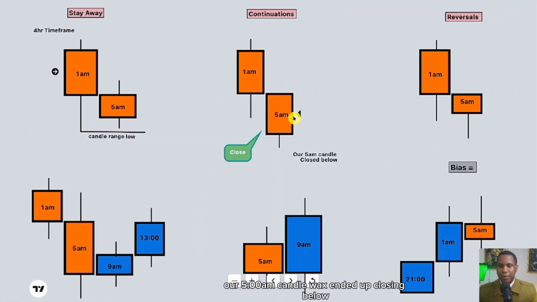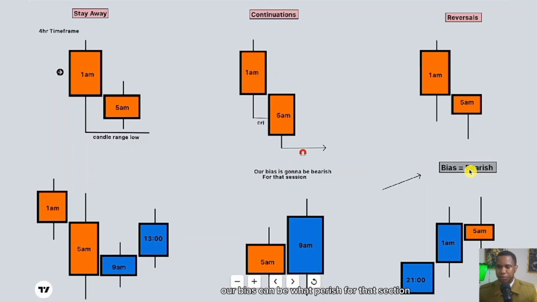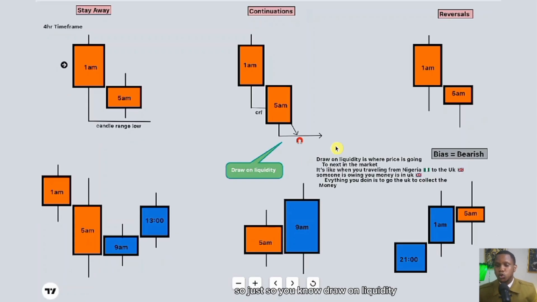Our 5 a.m. candle ended up closing below the 1 a.m. candle range low. Our bias can be bearish for that section. We're going to be drawn to this draw on liquidity, traders. So just so you know, draw on liquidity is where price is likely heading to next in the market.